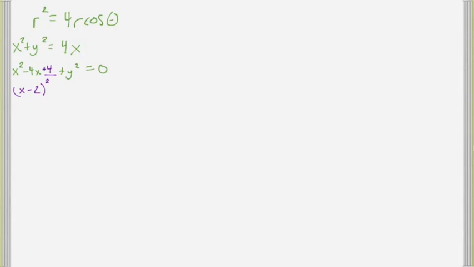Since I just added 4 to that side of the equation, I have to add 4 to the other side of the equation too. Students always forget that. But it's an equation. We've got to keep it balanced. So then plus the y squared equals 4.